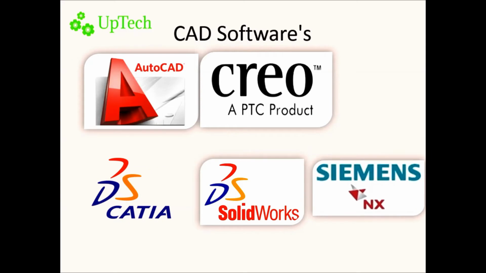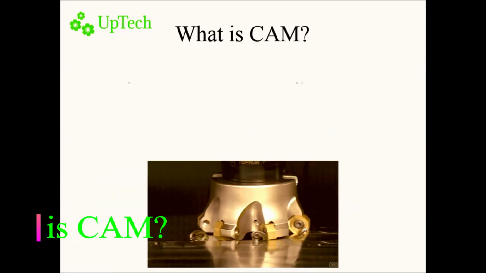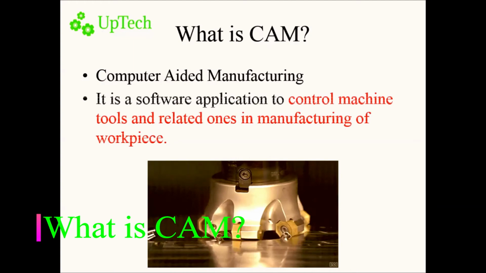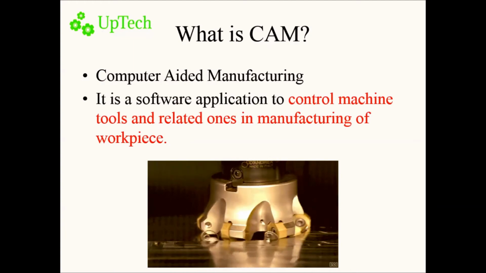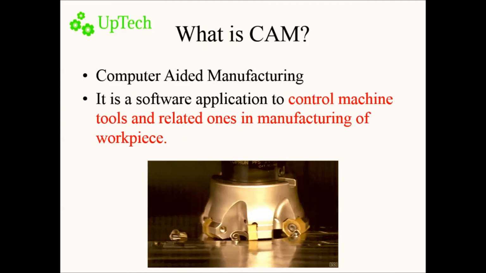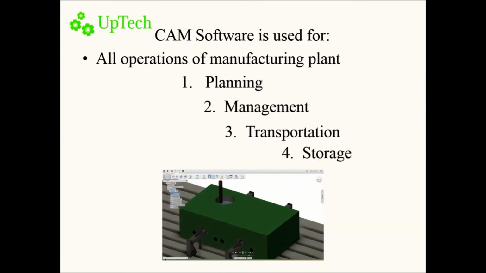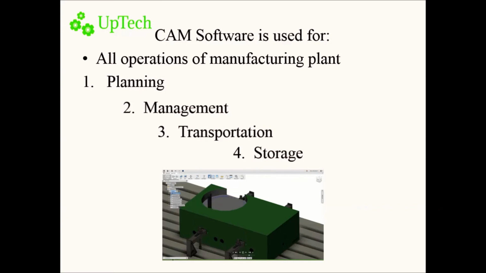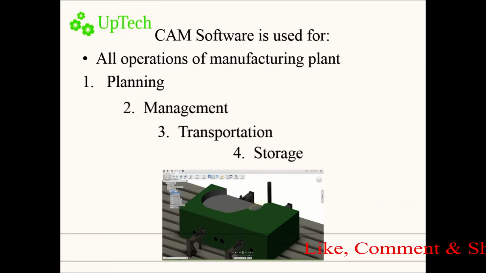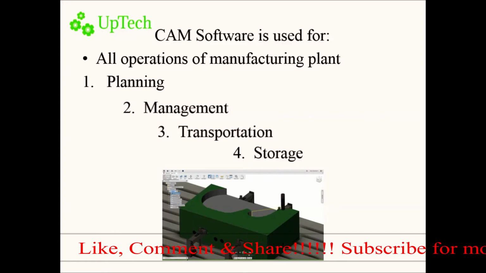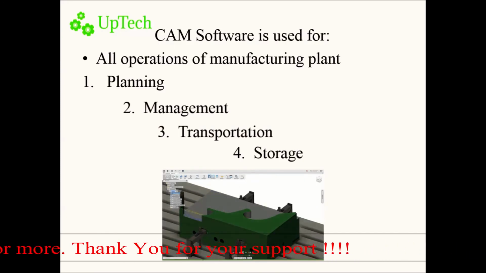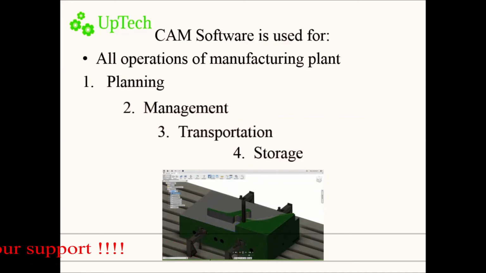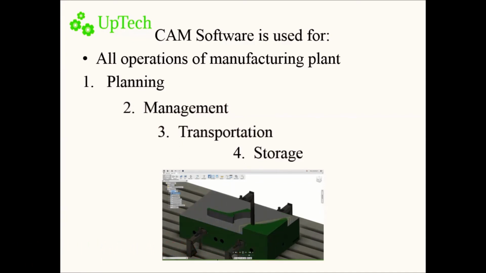Next, what is CAM? That is computer aided manufacturing. It is a software application to control machine tools and related ones in manufacturing of workpiece. CAM refers to assist in all operations of a manufacturing plant that includes planning, management, transportation and storage. CAM software is generally used for generating toolpath. This toolpath is created by G code and M code, that is part programming.